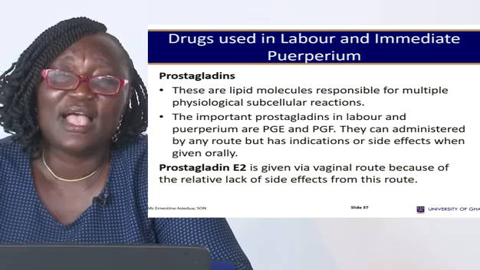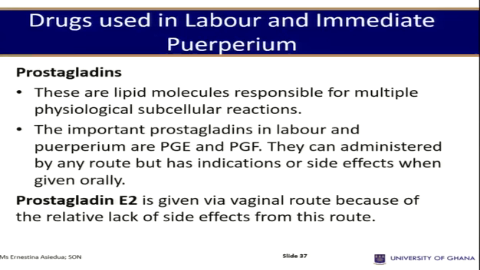have cardiac arrest. We also have the prostaglandins. They are lipid molecules responsible for multiple physiological subcellular reactions. The important prostaglandins in labor and puerperium are the PGE and the PGF, and they can be administered by any route as indicated, but there are side effects when given orally. Prostaglandin E2 is given via the vaginal route because of the relative lack of side effects from this route. So you take it through the vagina and it causes dilatation of the cervix.